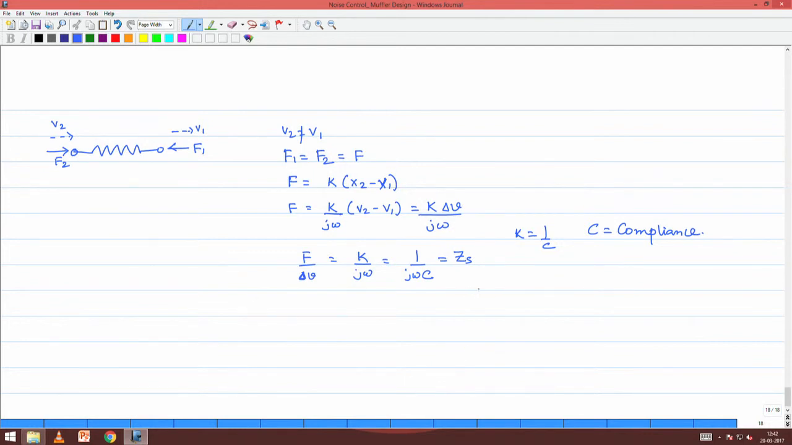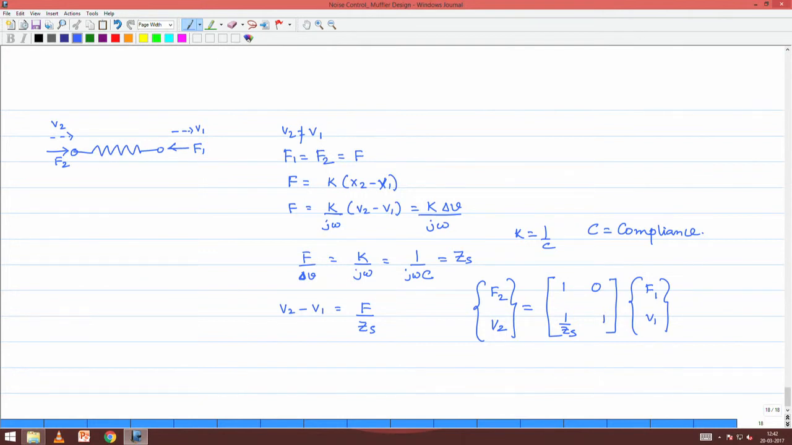Now, what would be the transfer matrix for this situation? F2 V2 has got to be related to F1 V1, right. The top row is simple to write because F2 is equal to F1. So, 1 0 on the top row this time, that is almost trivial. What happens to the bottom row? The bottom row says that you must have V2 minus V1 equal to F by ZS, right. So, therefore, V2 minus V1 has got to be F by ZS. So, therefore, 1 by ZS has to come here. So, this is the transfer matrix for a spring element, right.